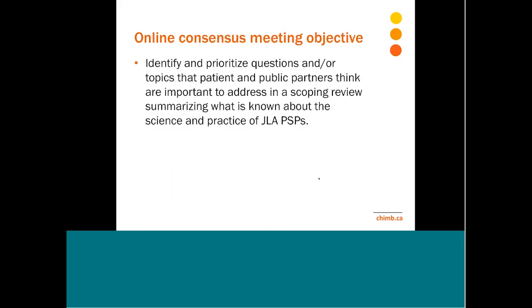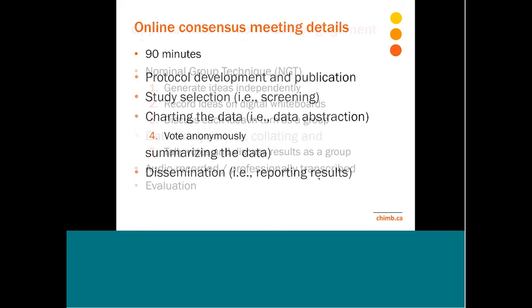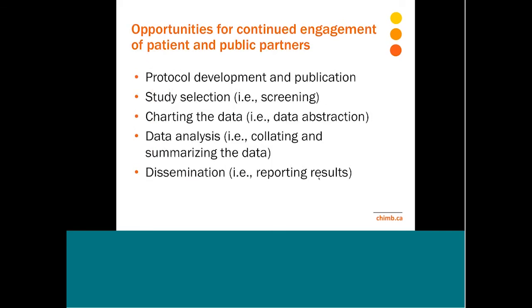The objective of the consensus meeting is to identify and prioritize questions and topics that should be addressed in the scoping review. So again, this is going to be a 90-minute online session. We will use the nominal group technique, which includes 5 main steps. And again, will be audio recorded and professionally transcribed, and at the end, we will evaluate this process. We will continue to look for opportunities for continued engagement, including at the stage of developing the protocol, study selection procedures, charting the data, data analysis, and dissemination stages.